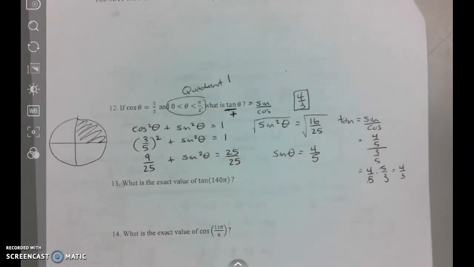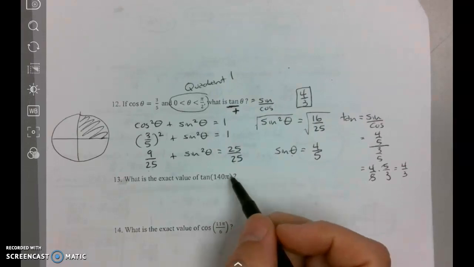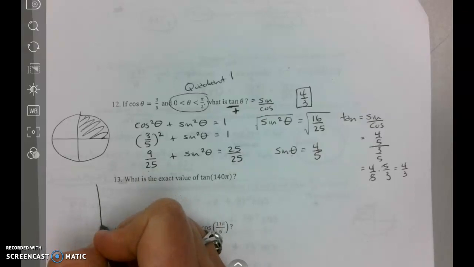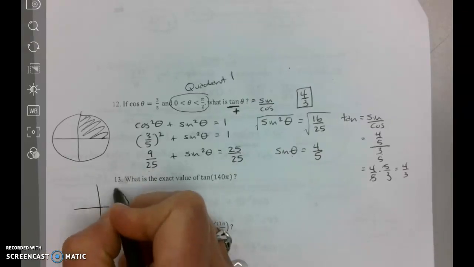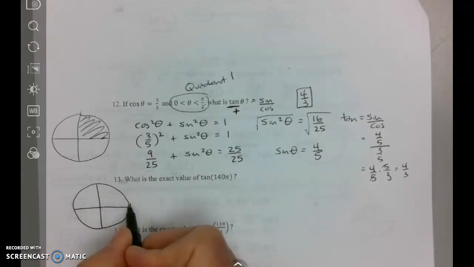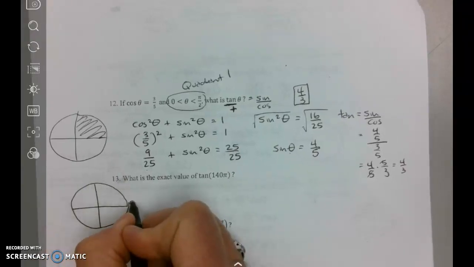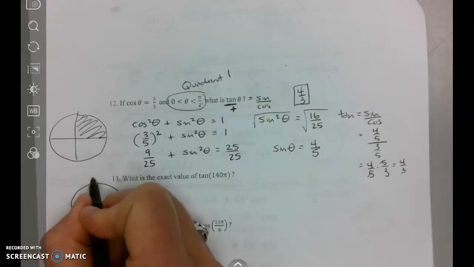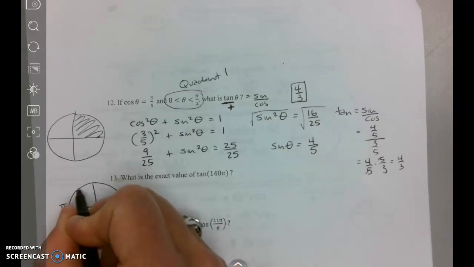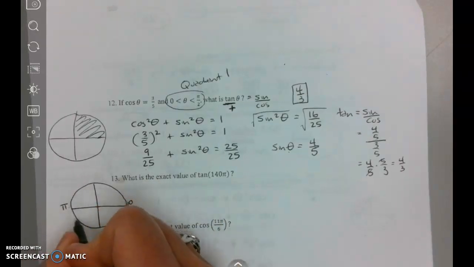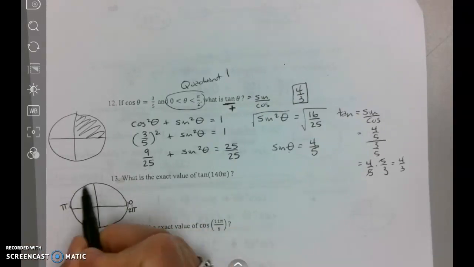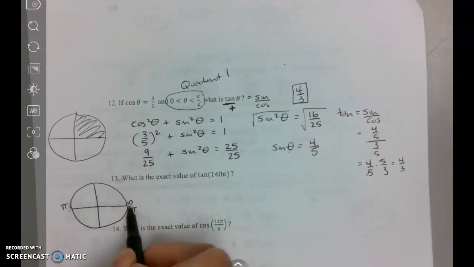Okay. What is the exact value of the tangent of 140 pi? Okay. I know that as I go around my unit circle that this is 0, this is pi over 2, this is pi, and then this is 2 pi, which makes this 3 pi, 4 pi, 5 pi, 6 pi, 7 pi, 8 pi, 9 pi, 10 pi, 11 pi, 12 pi. I could do this forever.